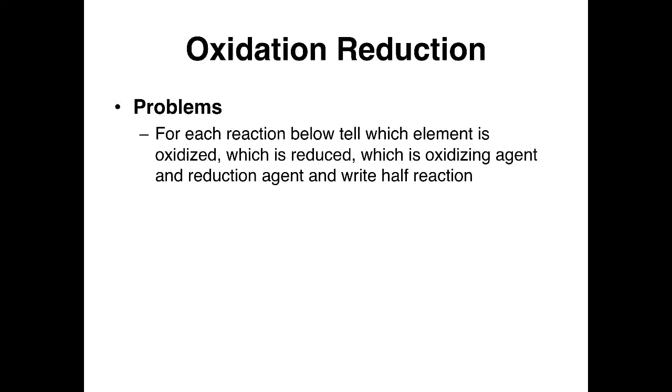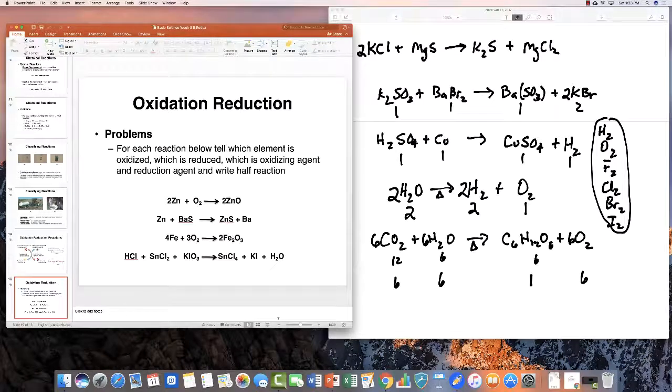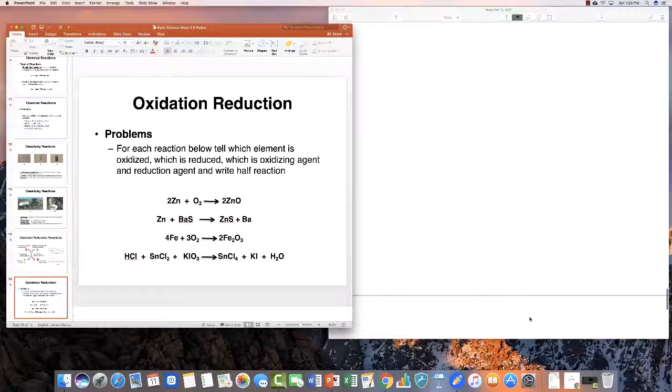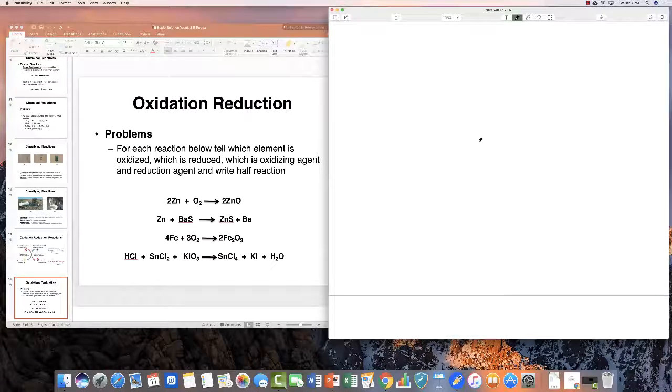So let's finish up this part by doing a few problems. For each of these reactions, you write the half reactions, then you tell which is oxidized, which is reduced, which is the oxidizing agent, and which is the reducing agent. So here's the first example. So let's go on and do this on a piece of paper. Actually, here's all 4 of them, so you can get right to the point. So here, let's do the first one.